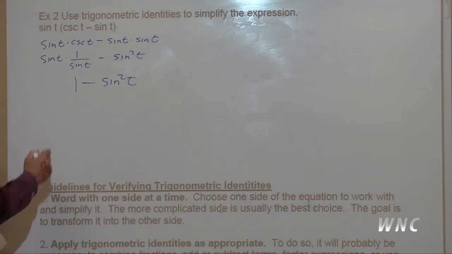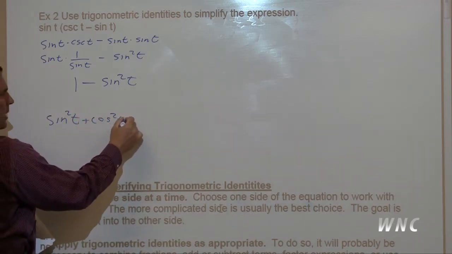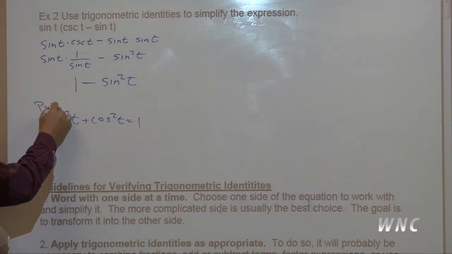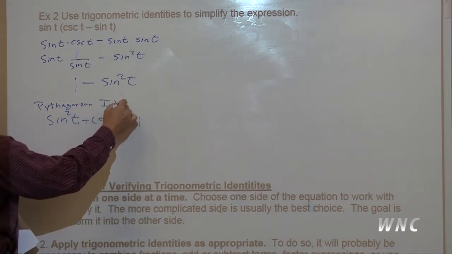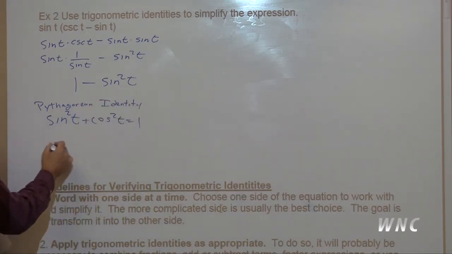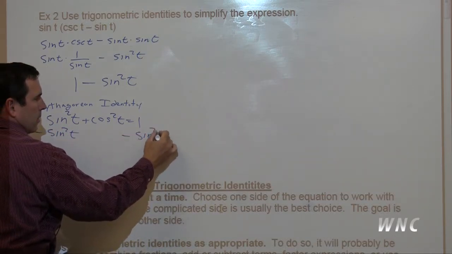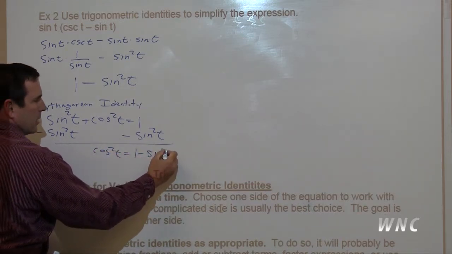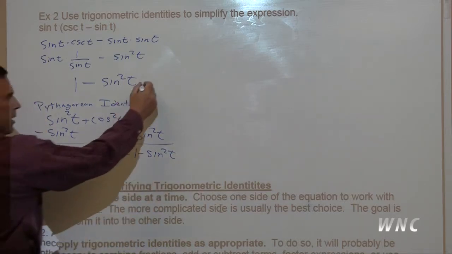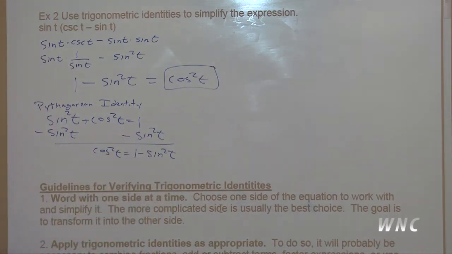Now, we have the relationship that sine squared t plus cosine squared t equals 1. That's a Pythagorean identity. If I subtract sine squared t from both sides, I'd have cosine squared t equals 1 minus sine squared t. So we can conclude that this is cosine squared t. And that's it.